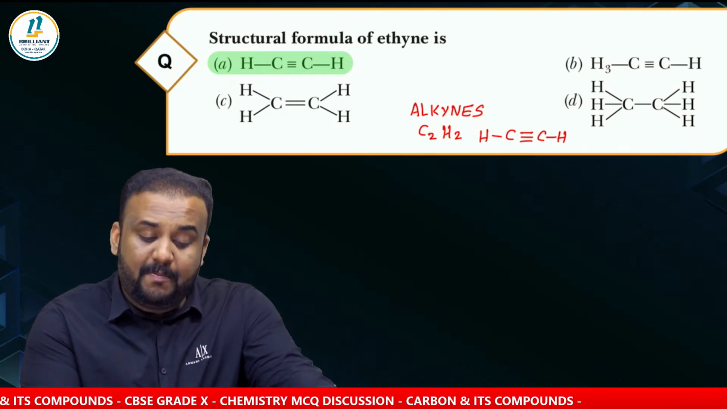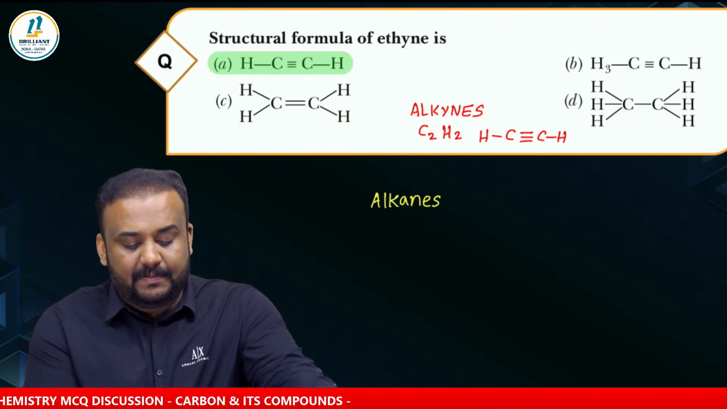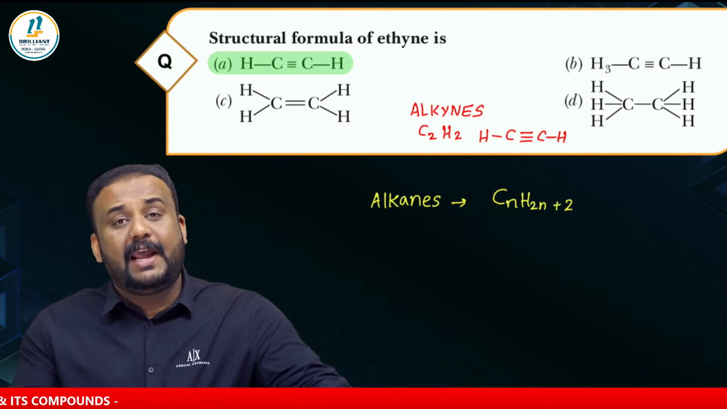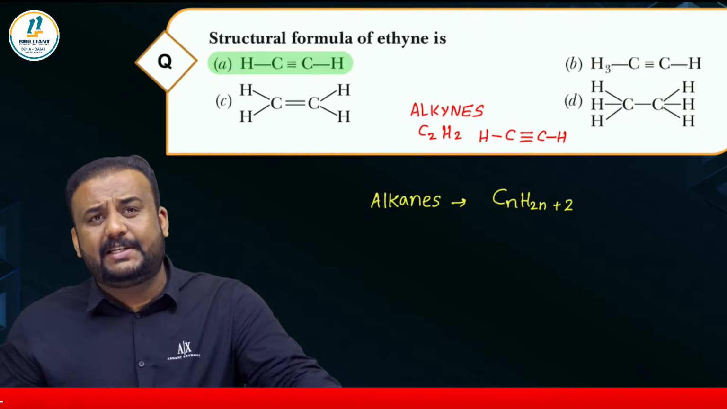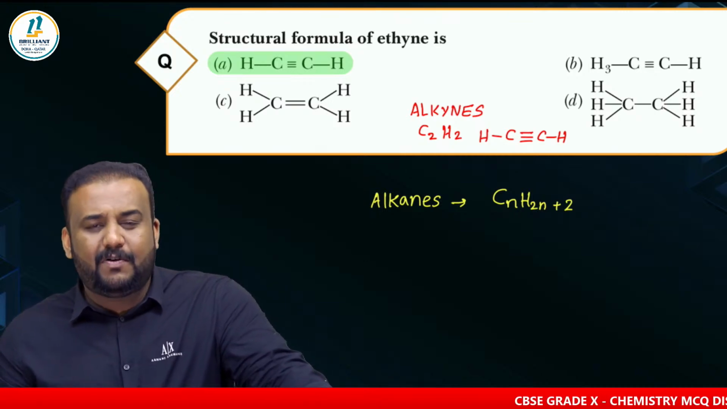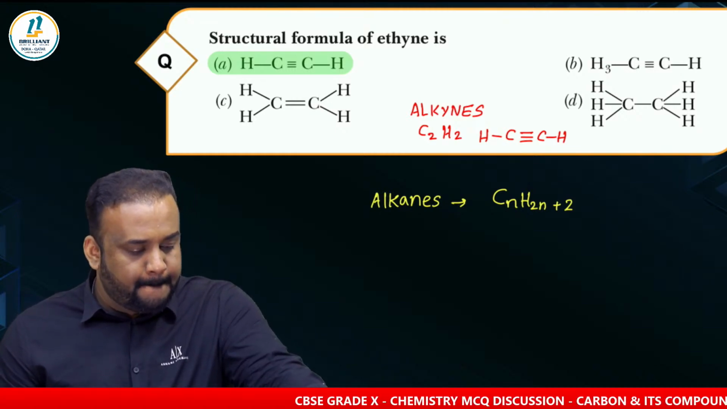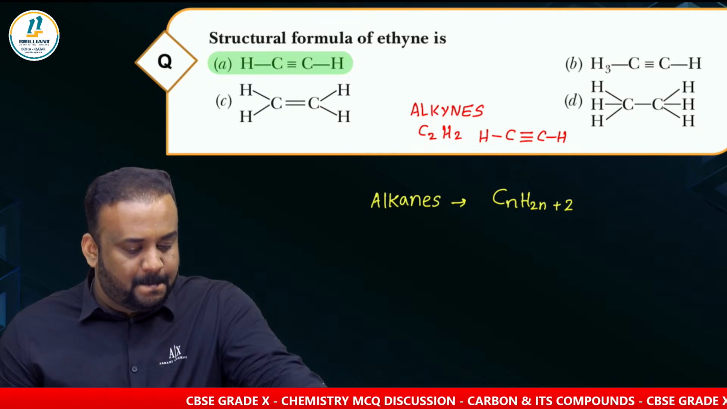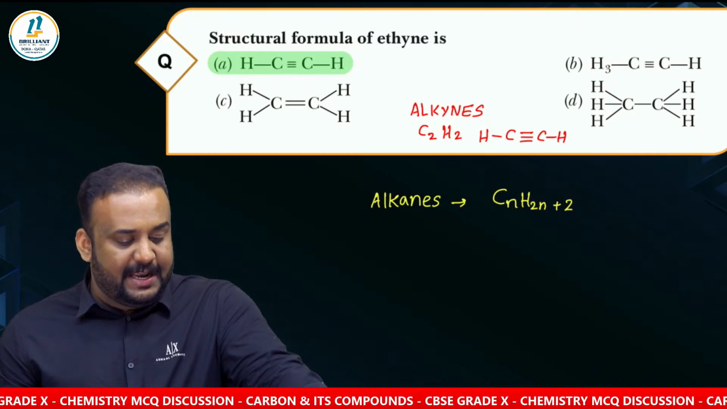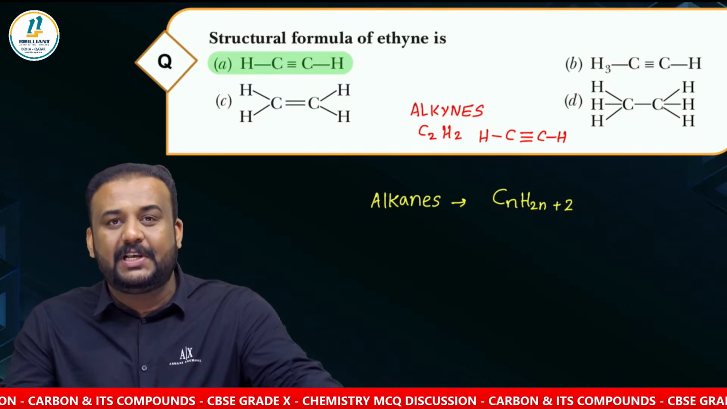Now, if you all remember the general formulas of these hydrocarbons, what is the general formula of an alkane? Alkanes have CnH2n+2, where n is the number of carbon atoms. So if they ask you what will be the formula of an alkane which has 16 carbon atoms? You can apply this formula and put n equal to 16. So it will be C16, H2 into 16 is 32, plus 2 is H34.